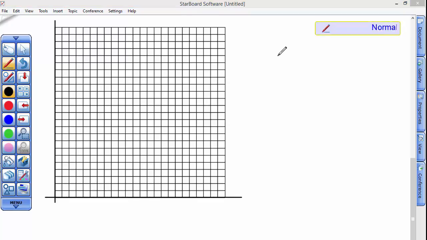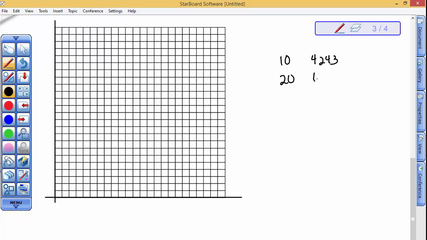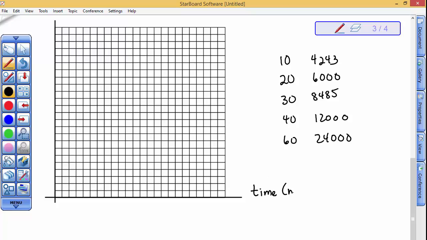I'm going to go ahead and bring the data down real quickly. 10 was 4243, 20 was 6,000. I remember that 40 was 12,000. I remember that 60 was 24,000. And 30 minutes was 8485. So I want you to graph this with time on the x-axis in minutes. So you've got to tell me what the x-axis represents, and you got to tell me the units that are represented. And then I want you to come up here and put that the y-axis represents the number of bacteria.